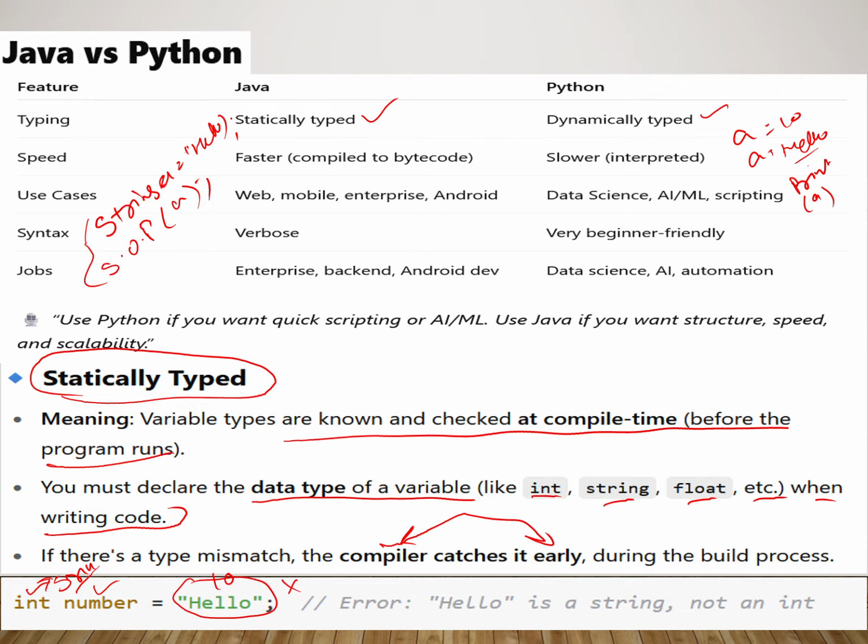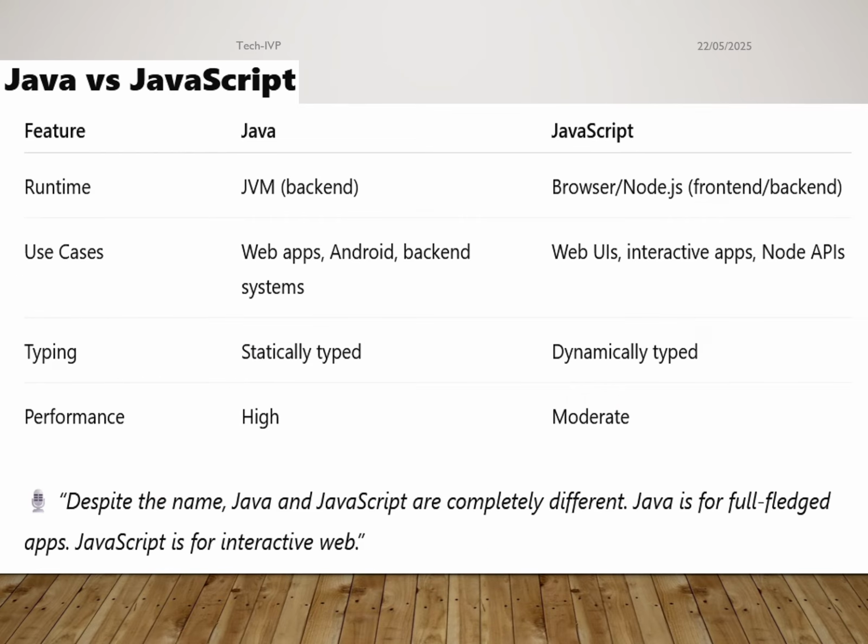What kind of jobs can you do using Java? Using Java you can build enterprise applications, backend, and Android apps. But Python you can use in data science, AI, and automation. So I hope you got the key differences between Java and Python. So let's come to the next pointer.